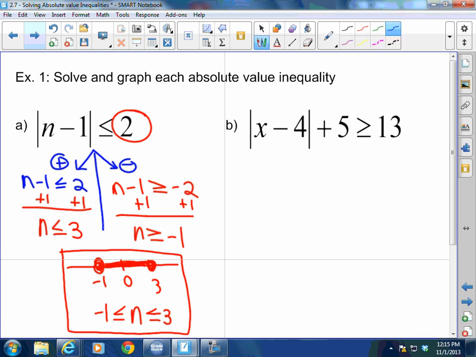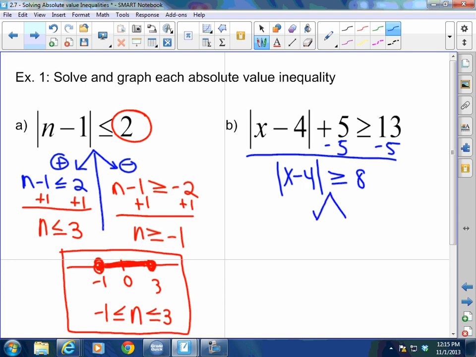Okay, for B, what do I have to do first to get that absolute value alone? That's absolutely right. I subtract 5 to both sides. So I've got the absolute value of x minus 4 is greater than or equal to 8. I'm going to go ahead and split it up into my positive and my negative sides. Remember, you don't have to watch me do this. At this point, you could be doing it on your own.